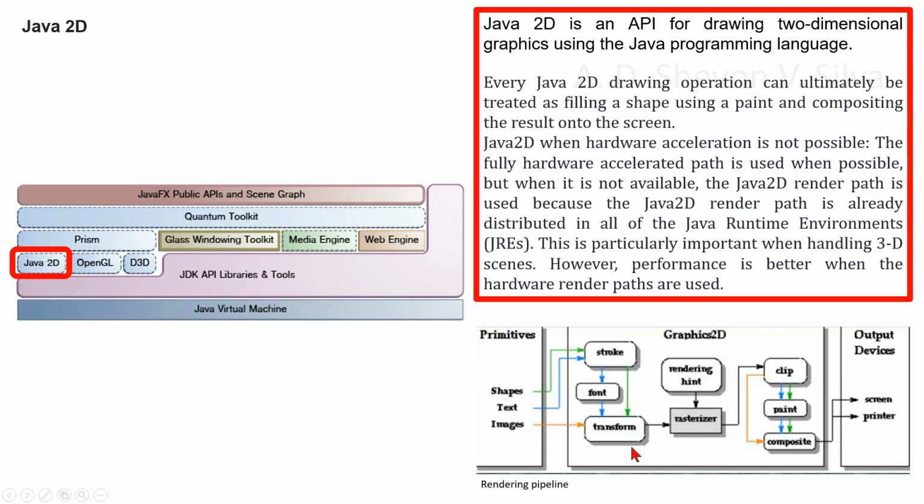Step 3, the character outlines are filled as indicated in the shape operations. Step 4, the current paint is queried for a paint context which specifies the colors to render in the device space.